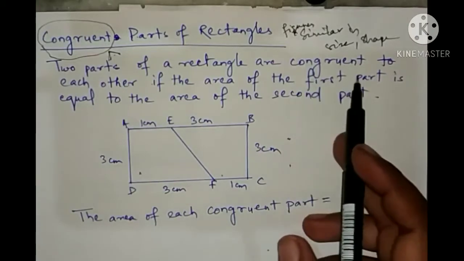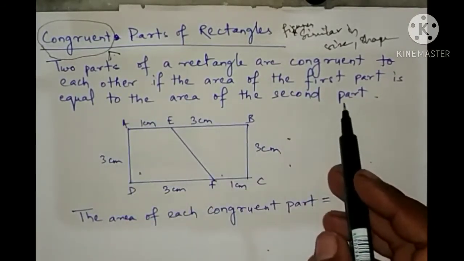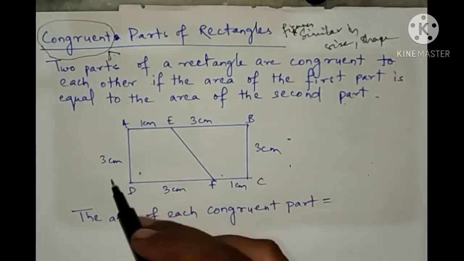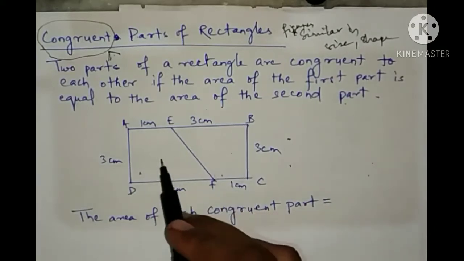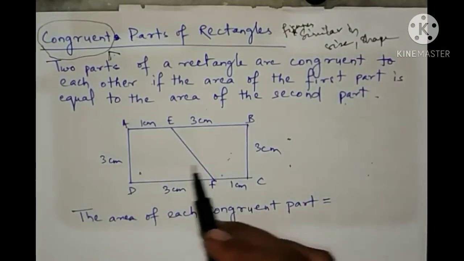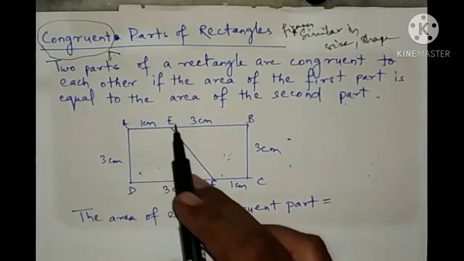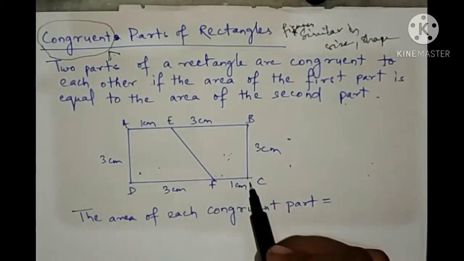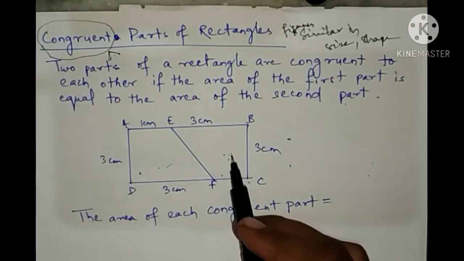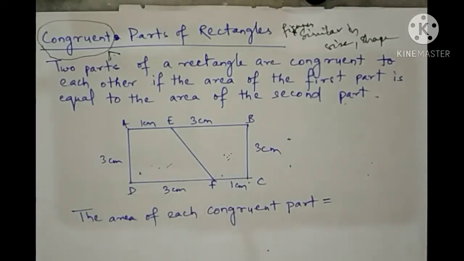Two parts of a rectangle are congruent to each other if the area of the first part is equal to the area of the second part. Here we have a rectangle and we have cut it into two parts, ADFE one part, BCFE second part. So these two parts are congruent if their areas are equal. Let's find out the area of each congruent part.